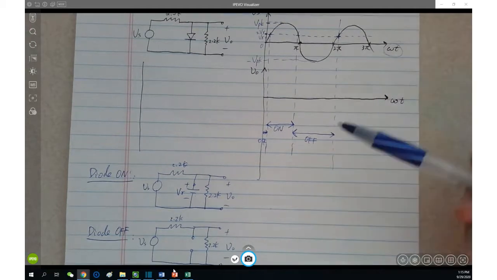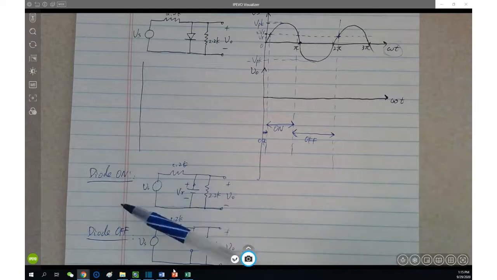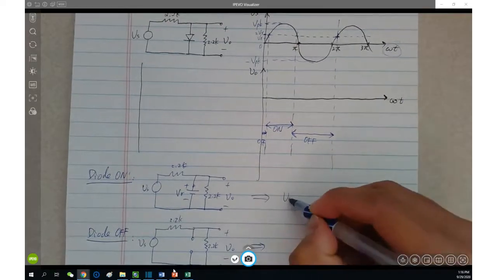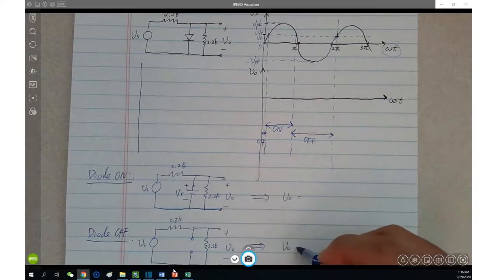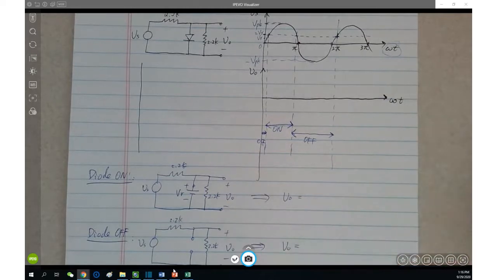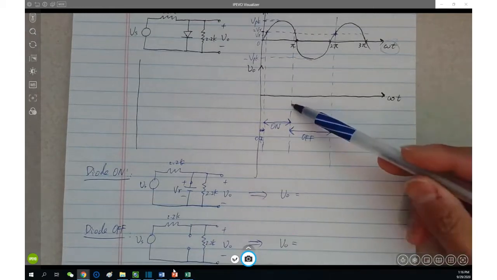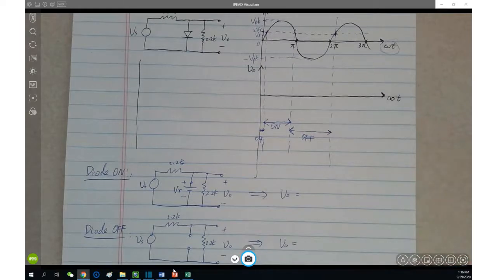So we know the diode on state circuit, and we know the diode off state circuit. Then, respectively, what is V naught here and what is V naught here? After knowing these two results, go back to here and plot them into the corresponding time windows. Does it make sense? This is how we deal with a problem like this.